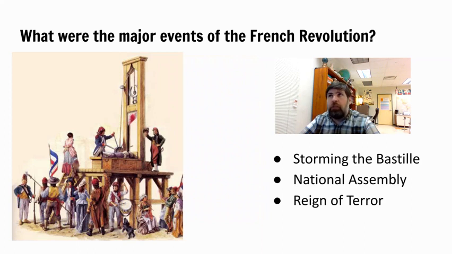executed on usually very thin evidence. Like there wasn't a whole lot of evidence. And a lot of times you would be accused in the morning of being a traitor to the revolution, and then you'd have your head cut off in the afternoon using this tool here, which we talked about in class, is called a guillotine.